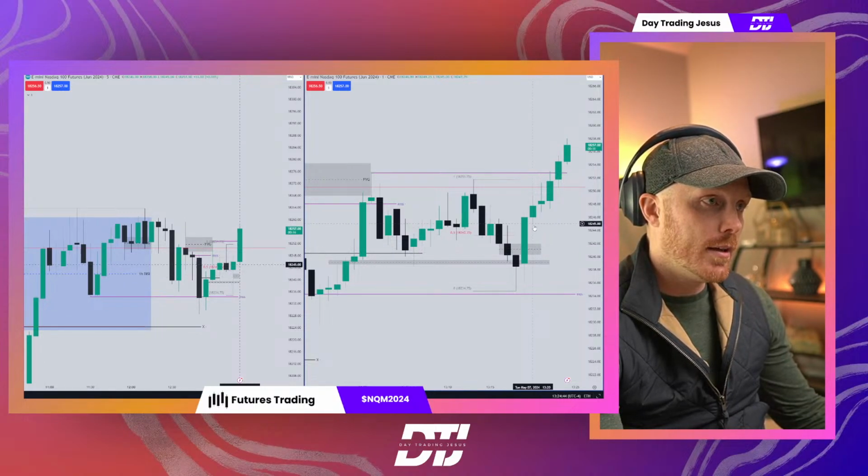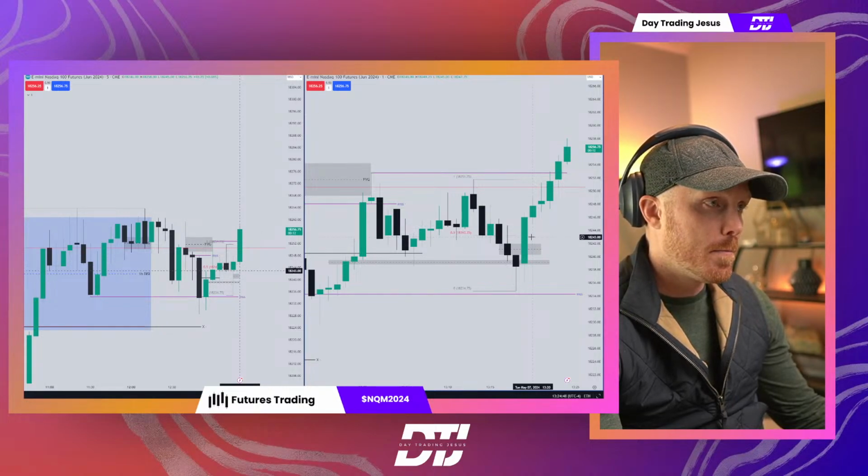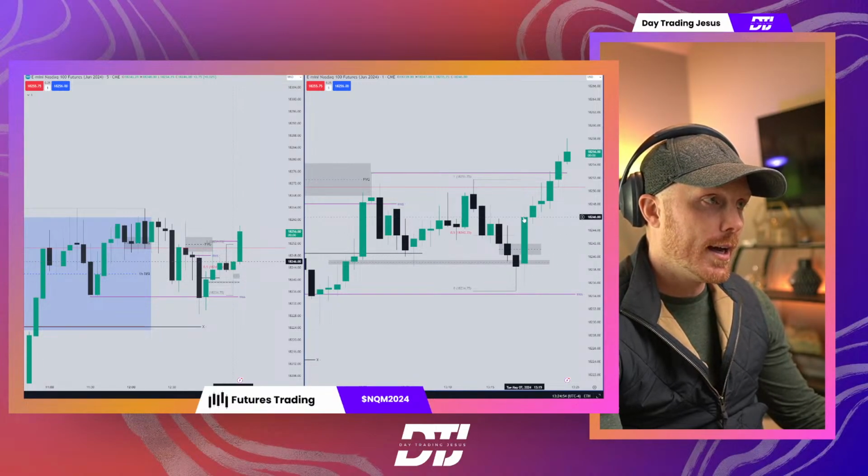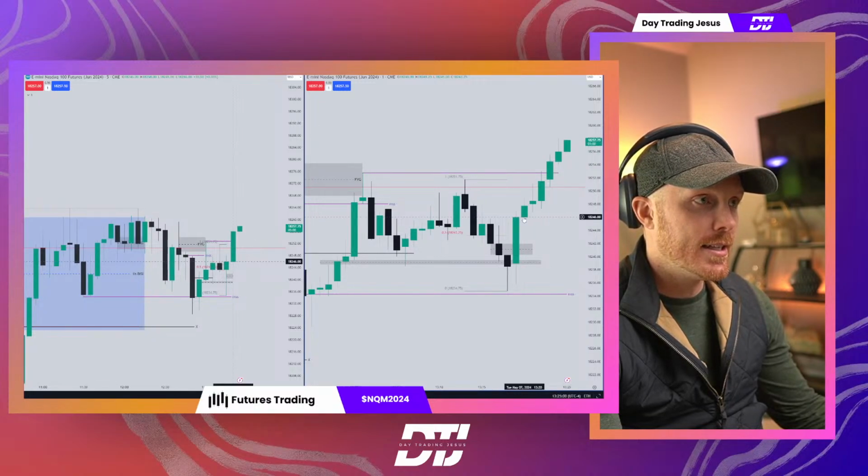I mean, it's only 4 to 5 handles, so it wouldn't have been that big of a deal. But the principle is still the same. We closed really high, and I prefer to target at least 10 handles. So this is sitting at 18,246 right here. I would have wanted to hit 18,256.